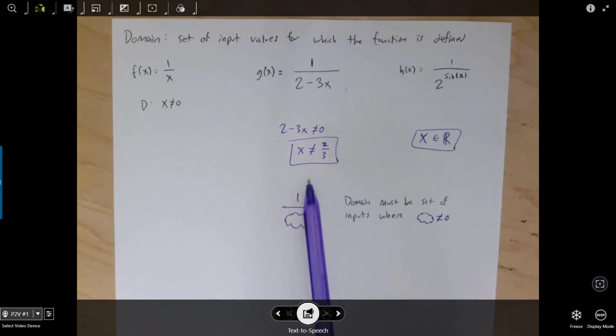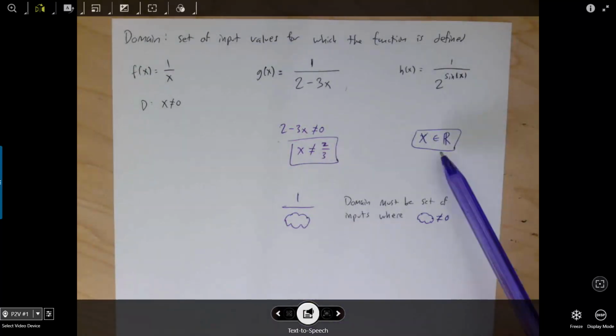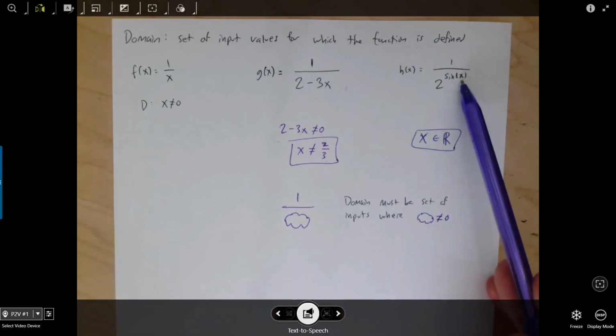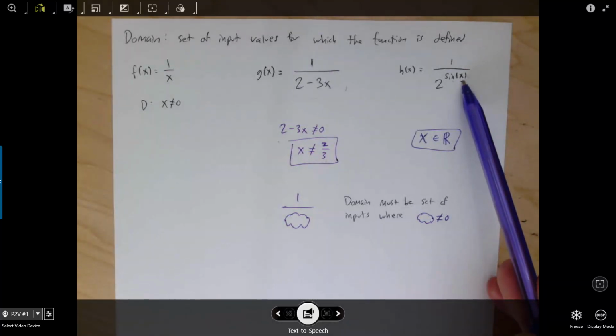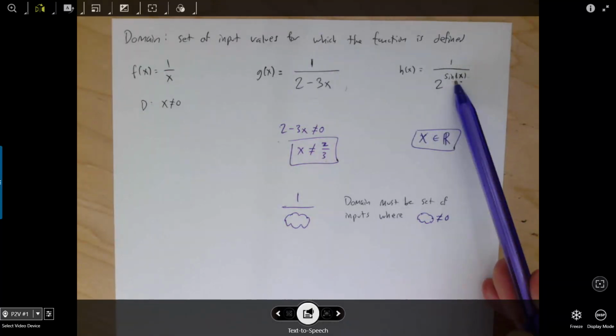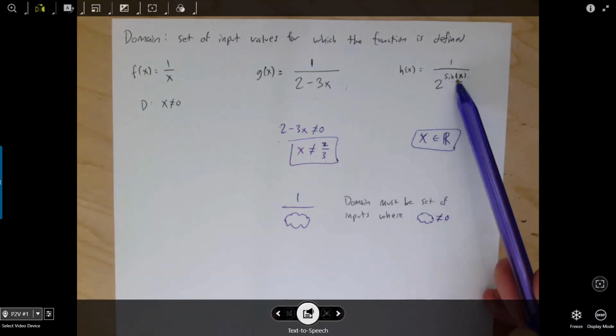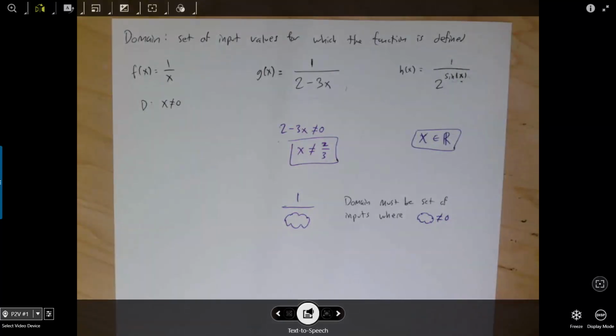Just like last time, I know that the denominator can't equal 0. So if I add 3x and divide by 2, I have that x is not equal to 2/3. Here, because of the discussion last time, I know that no matter what value I plug in for x, sine x is going to be between -1 and 1. And no matter what the exponent on 2 is, the output from 2 to that value has always got to be greater than 0. So it's not possible for the denominator to be equal to 0. Therefore, the domain has to be all real values.